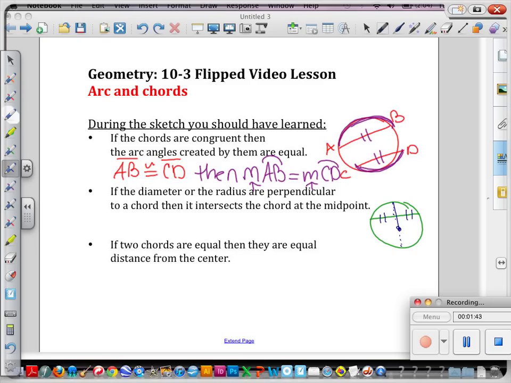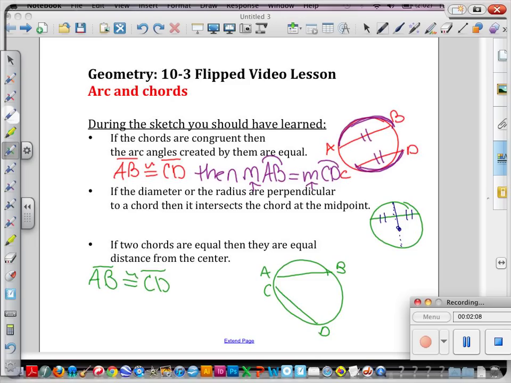The last thing that you should have discovered during your geometry sketch time is that if you have two chords that are equal, and I'm not going to draw them so they're parallel, I'm going to draw them like that. Here's my A, B, and my C, D. So if I have AB congruent to CD, so my two chords are equal, then they're going to be the same distance from the center.